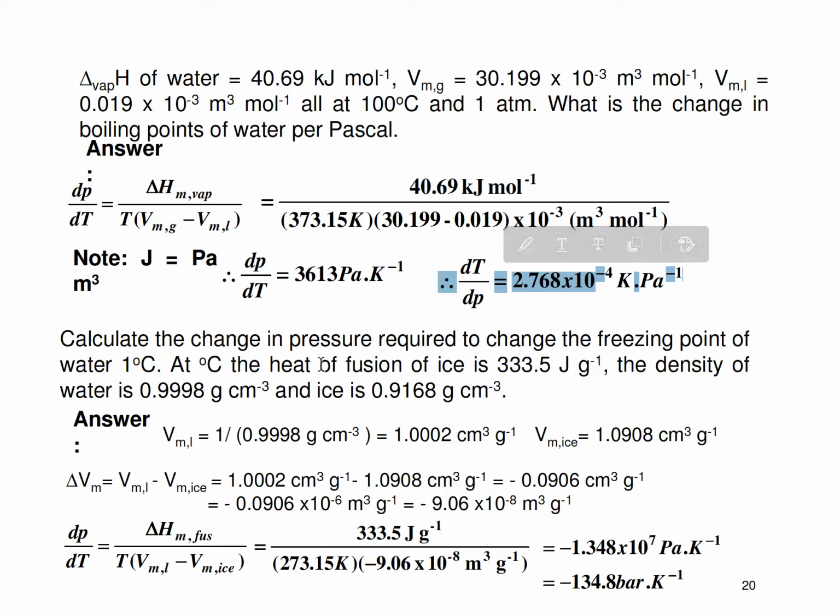And the next one is to calculate the change in the pressure required to change the freezing point of water. At 0 degrees C, the heat of fusion of ice is given, and the densities of water and ice are given. So we have the same equation here. We can get Pascal per Kelvin, and we can just change the unit into bar per Kelvin. Good, so this is an example of a phase transition.